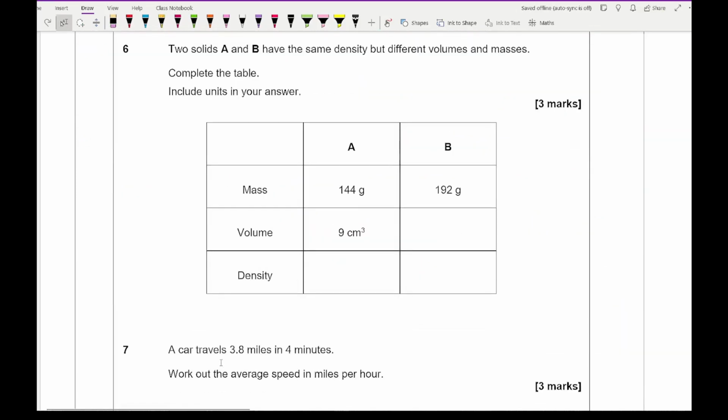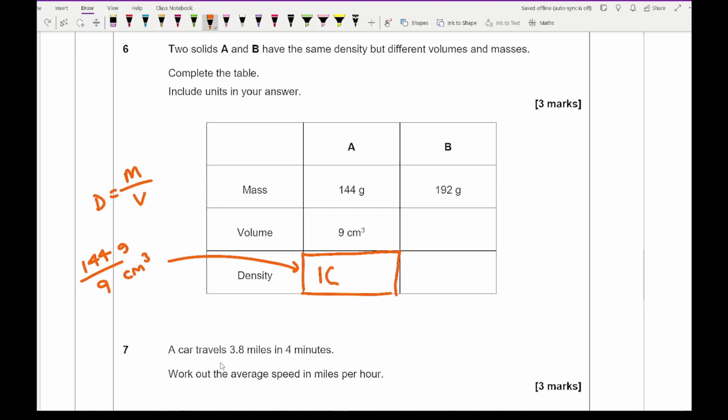Moving on to question 6, it says two solids A and B have the same density but different volumes and masses. Complete the table, include the units in your answer. So for this, again, looking at the formula, density equals mass over volume. So to work out this number here, I'm going to do 144 divided by 9. Now remember, the units are grams per centimetre cubed. So if I do 144 divided by 9, I get an answer of 16.